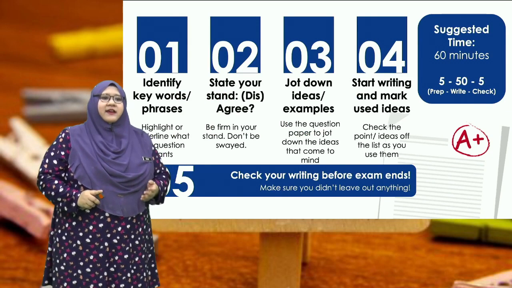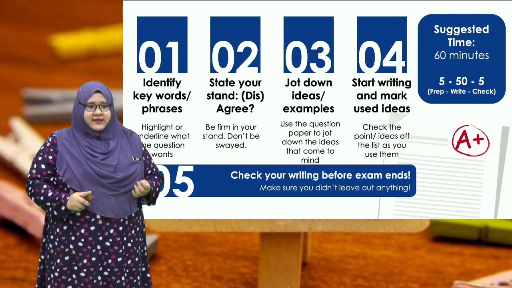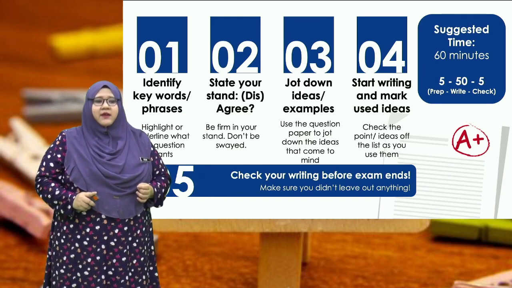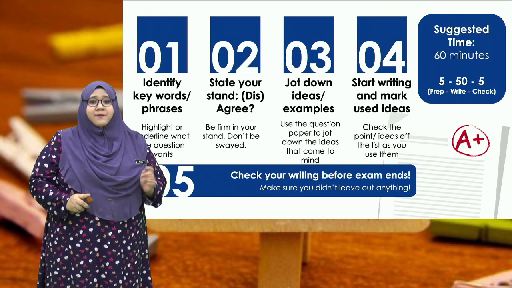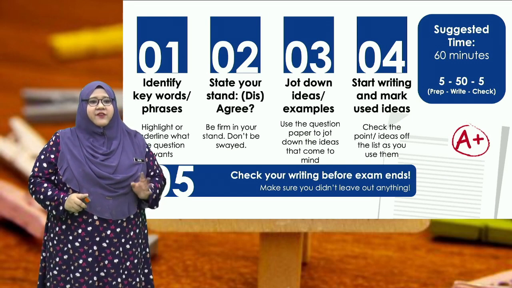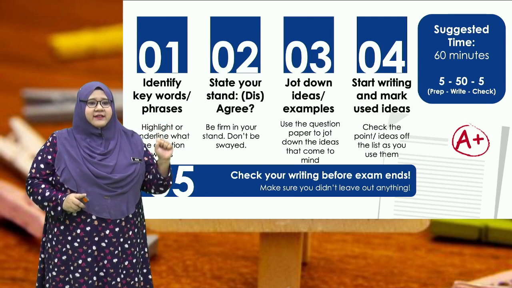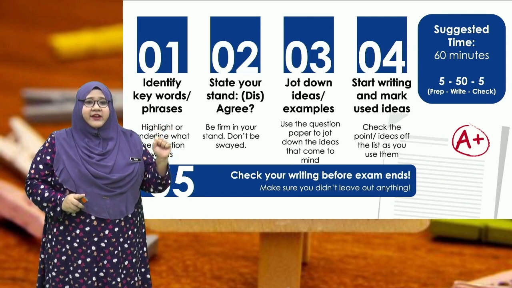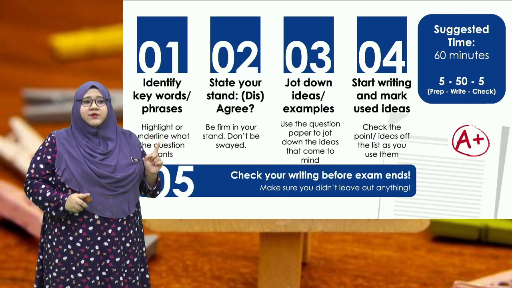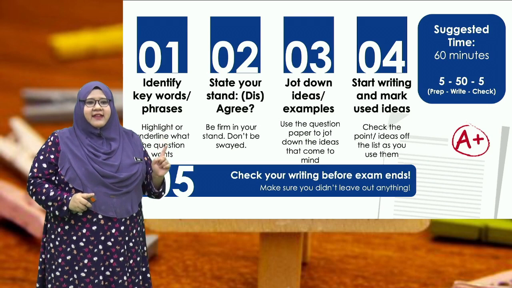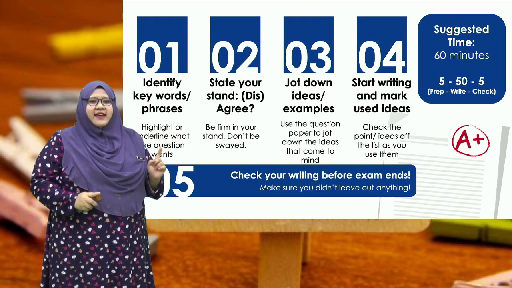So since an argumentative essay is part of the continuous writing, paper 1, part 2, section B, the suggested time is 60 minutes. Spend the first 5 minutes on preparation, 50 minutes to write the actual essay, and the final 5 minutes for checking. Step 1, the moment you get the question paper and decided to write your essay, identify your keywords and phrases.